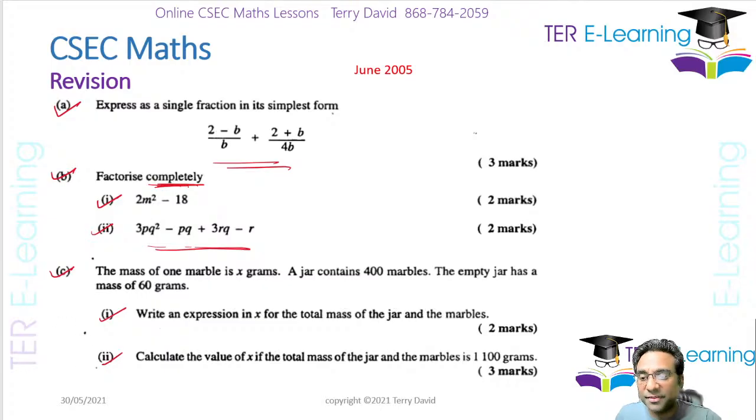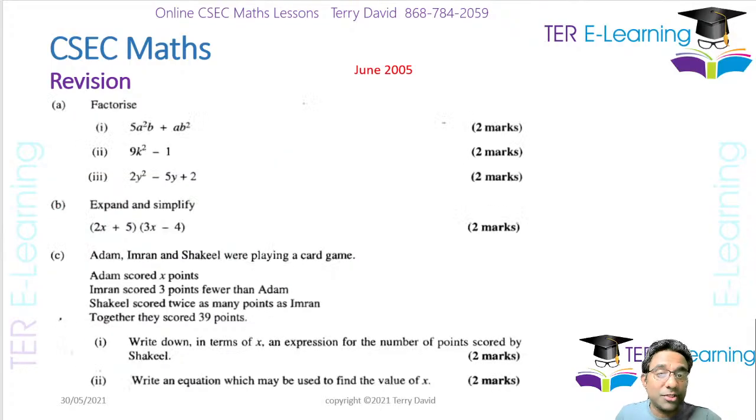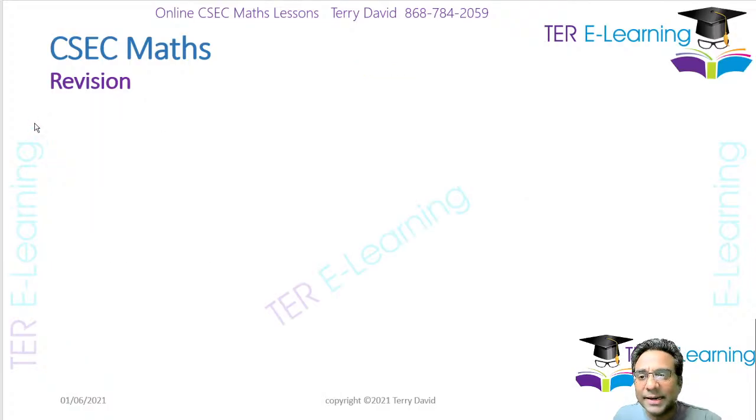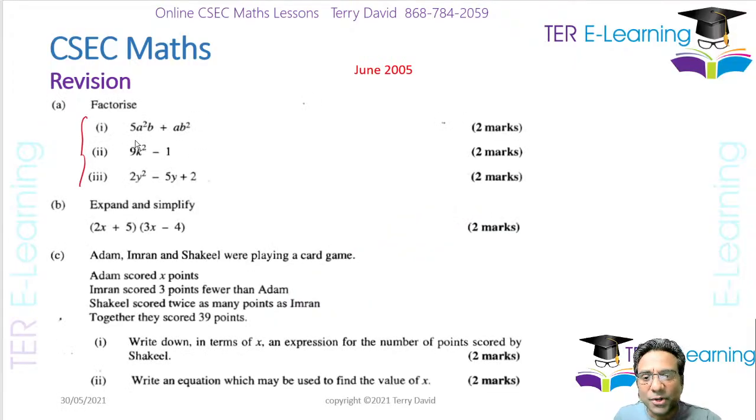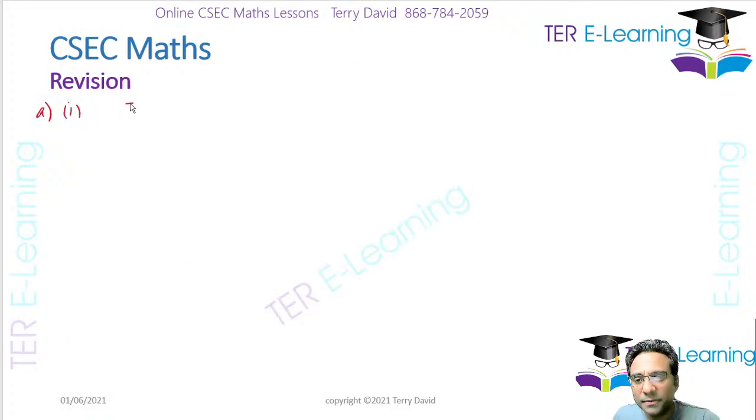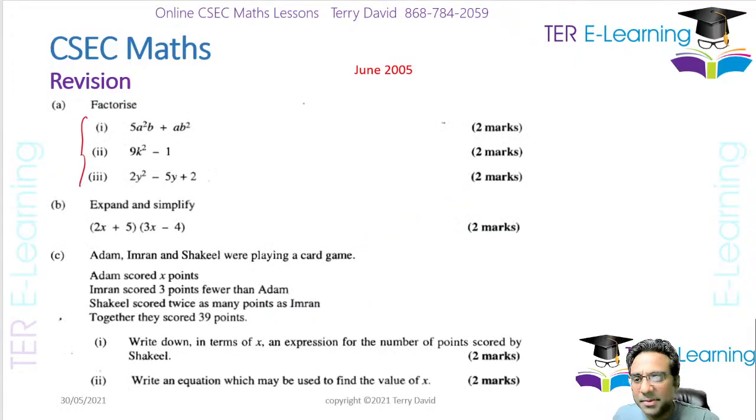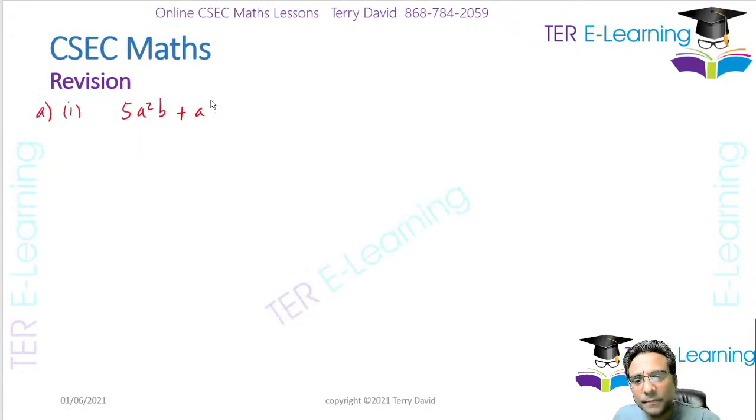So that's 2005, right? So moving on, I'm going to try to do as much as I can in this session, like I said, right? So in this next part here, part A involves factorization only, right? So you have to be able to look at these questions and know what method of factorization I'm going to be using, right? So I have 5a squared b plus ab squared. You're going to factorize that.